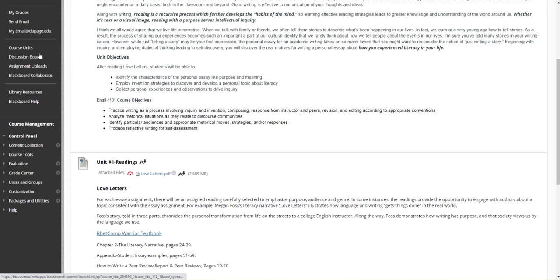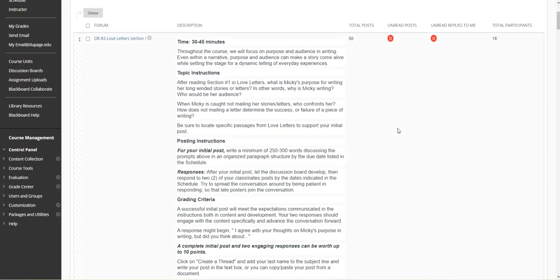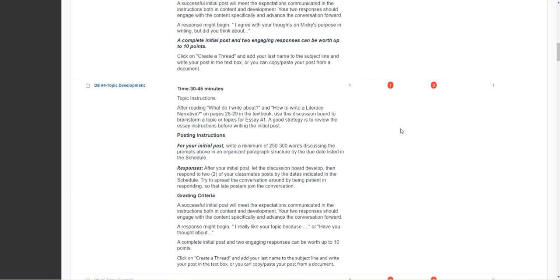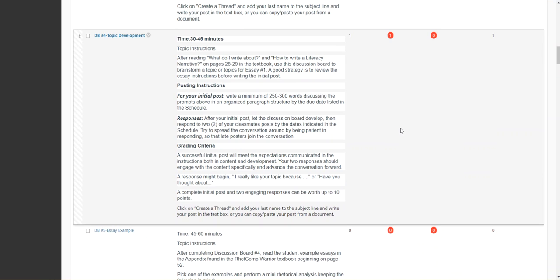So let me get up to the discussion board. Section 1, section 2, topic development. I'm going to ask you to read the sections, and you should read the essay assignment. A good strategy is to review essay instructions before writing the initial post. For your initial post, write a minimum of 250 to 300 words discussing the prompts above in an organized paragraph structure by the due date.